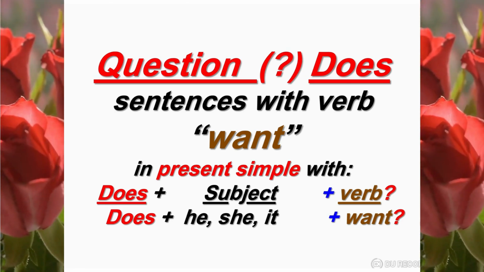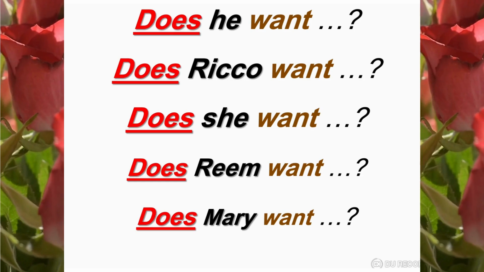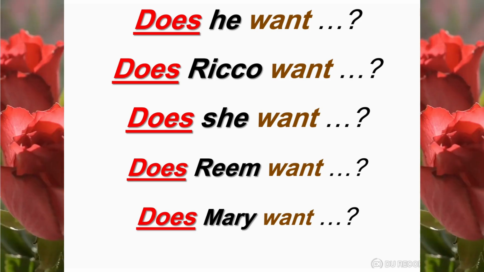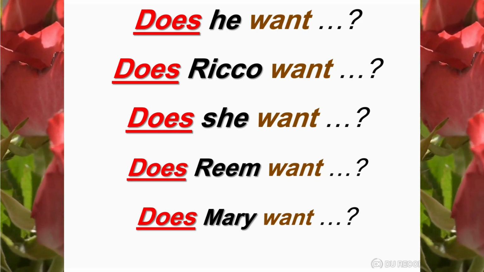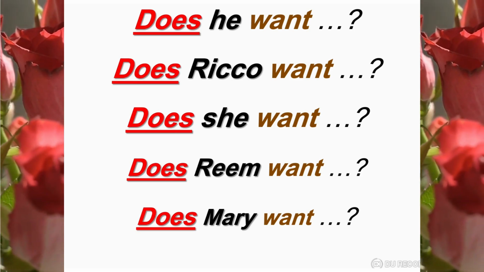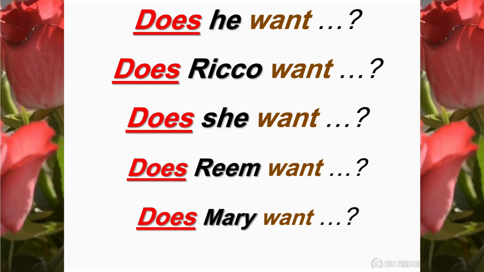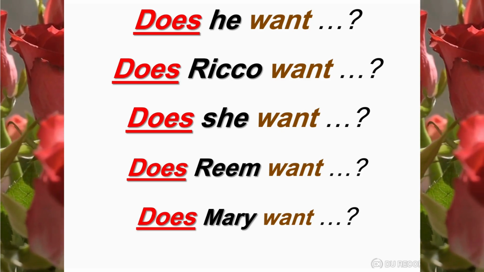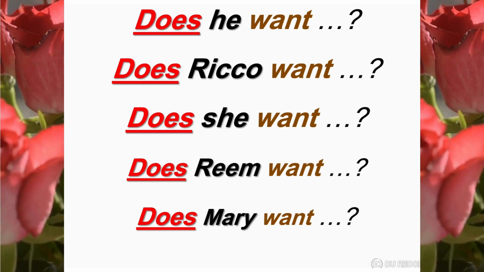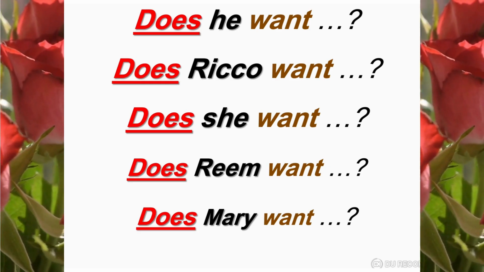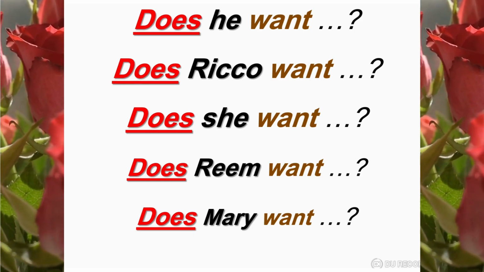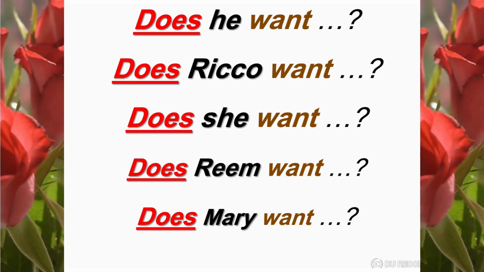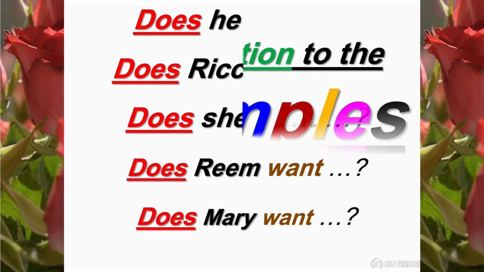Let's see some examples of the rule. Does he want? Does Rico want? Does she want? Does Reem want? Does Mary want? So we notice in the question, the verb with he, Rico, she, Reem, Mary doesn't take S. Why? Because it's in the question form. I repeat, in the negative and question form, the verb with he, she, it doesn't take an S. It's in the infinitive. Let's continue.